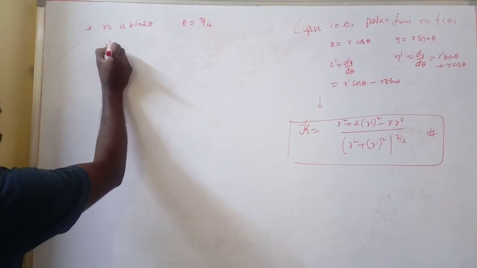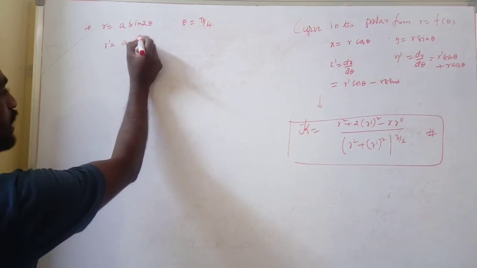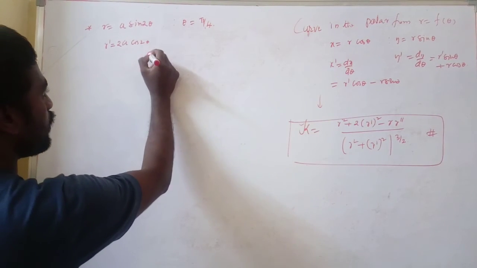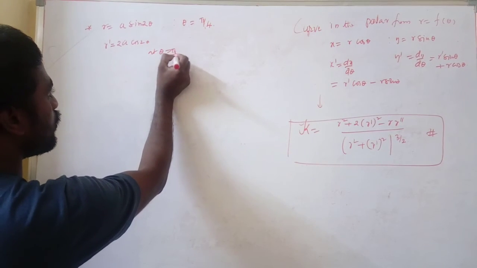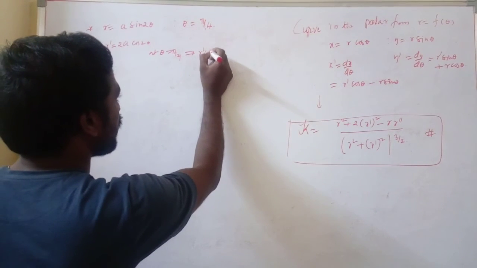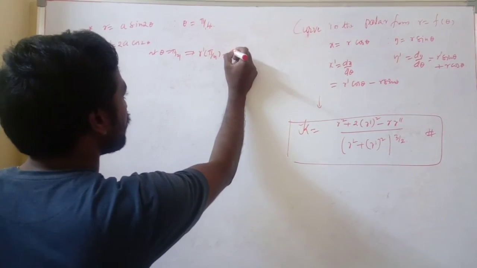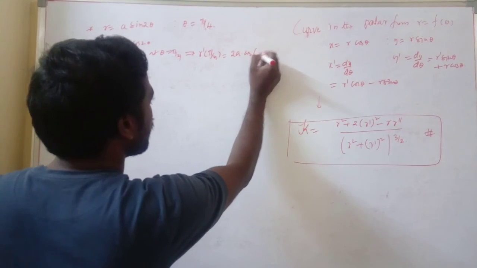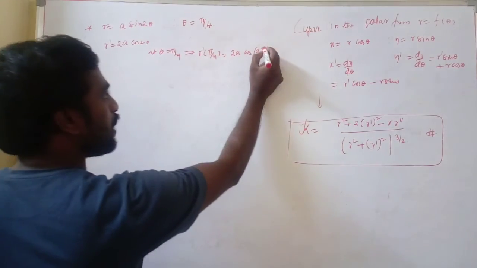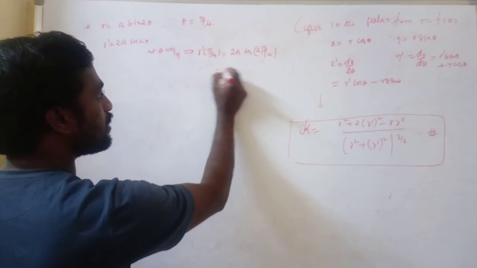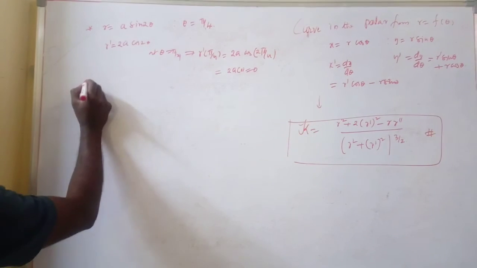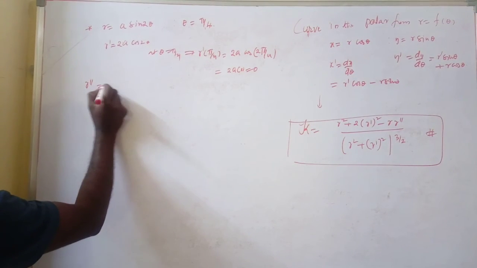First, r dash with respect to theta is a into cos 2 theta times 2, that is 2a cos 2 theta. At theta equal to pi by 4, r dash of pi by 4 is equal to 2a cos 2 into pi by 4, that is cos pi by 2. The cos pi by 2 value is 0. So finally 2a into 0 is equal to 0. Next, the r second order derivative.